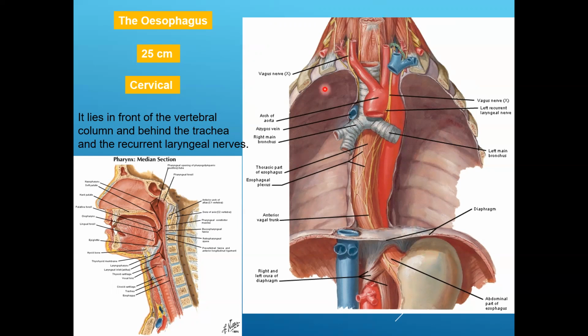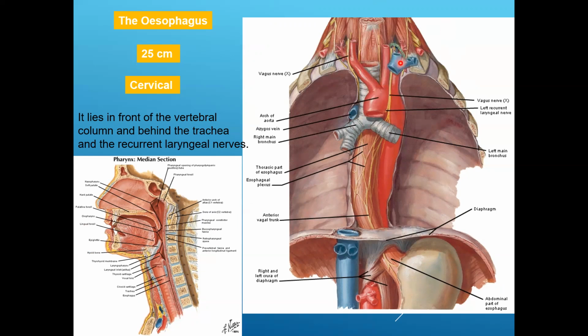So the cervical part of the esophagus is in the neck. As we see here, it is between the vertebral column and the trachea. Sandwiched between the two, we have two important nerves, the recurrent laryngeal nerves. We have the vagus nerves, coming from the brain, and they carry most of the parasympathetic fibers of the body. 75% of parasympathetic nerve supply is coming from the vagus.